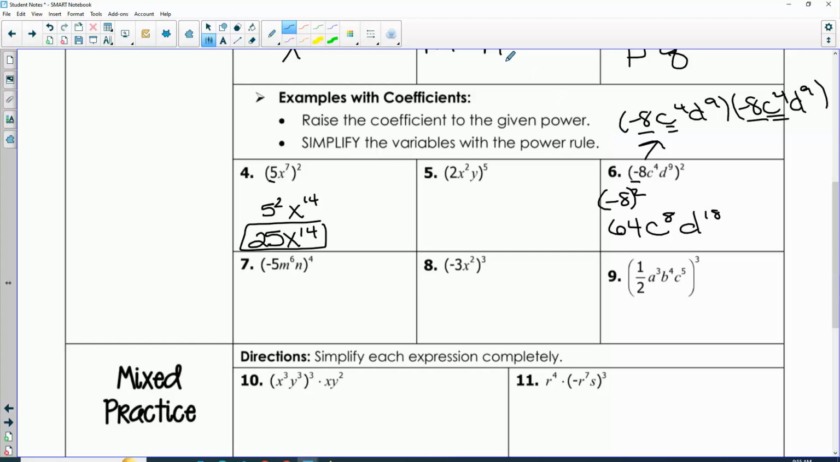All right, why don't you guys try 5, 7, and 8 for me? We're having a few issues here.